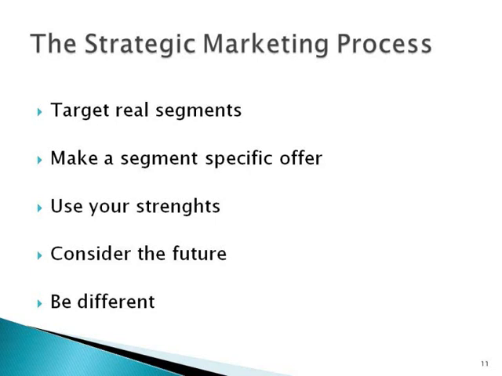The strategic marketing process in real life. Target real market segments. Focus on one specific segment at a time. Make a segment-specific offer. Market research targeting consumer preferences. Use your strengths by dividing your team accordingly to their core abilities. Consider the future. Develop a strategy that can be adapted to suit future market trends. And finally, be different. Find your unique selling point or look for a niche in the market.